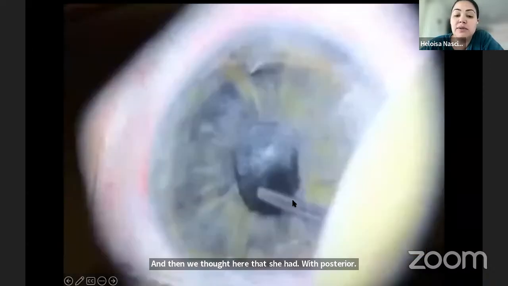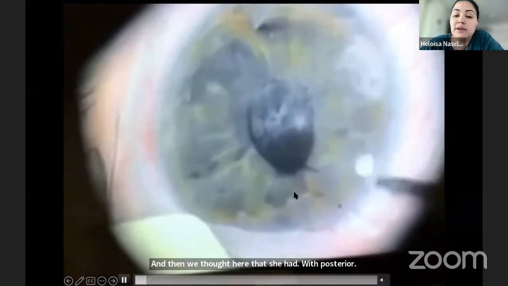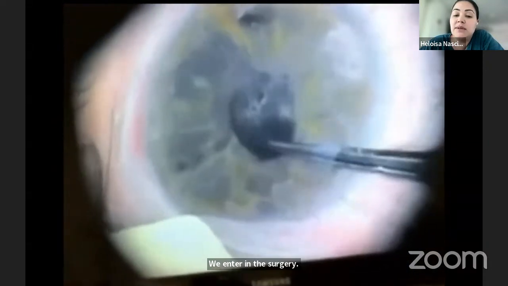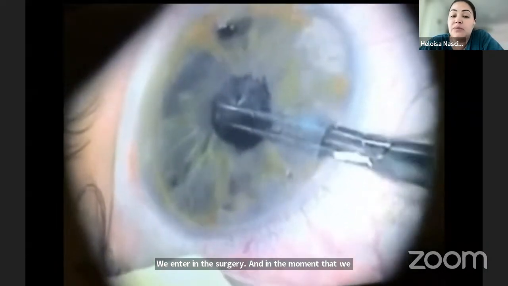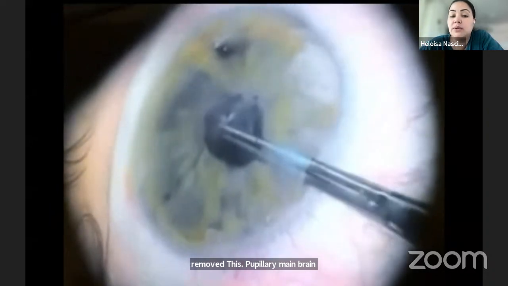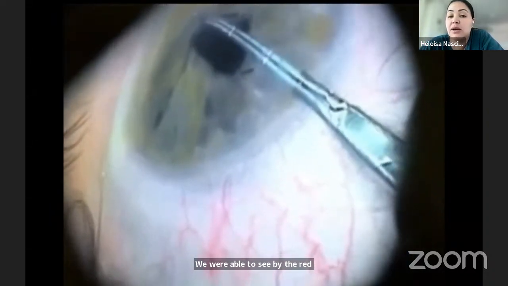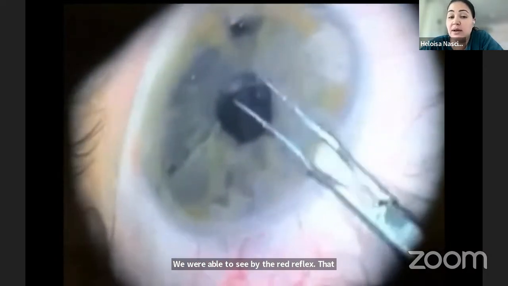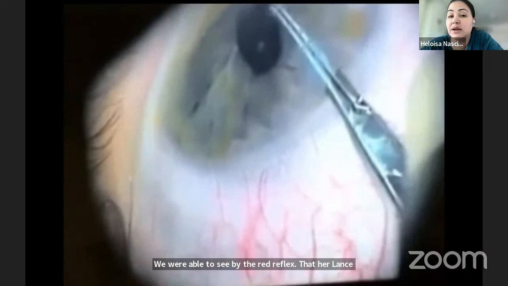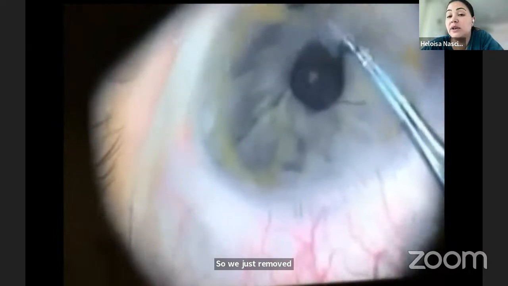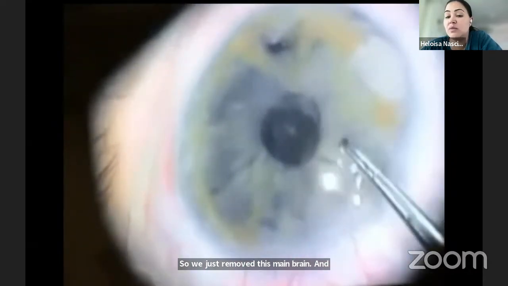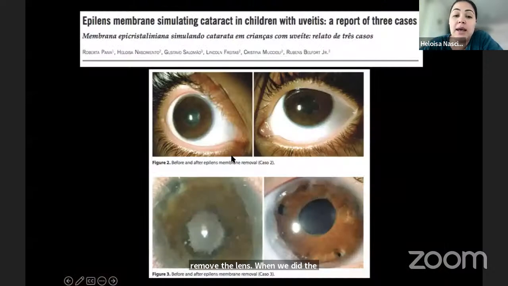So after controlling the inflammation, we entered in the surgery. And in the moment that we removed this pupillary membrane, we were able to see by the red reflex that her lens was unexpectedly clear. So we just removed this membrane, and we did not remove the lens when we did the surgery. And we have repeated it in some other cases in children.